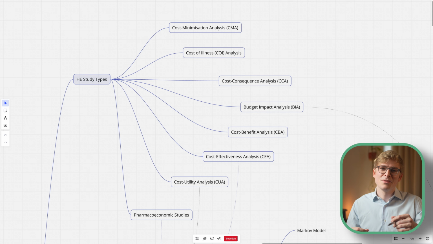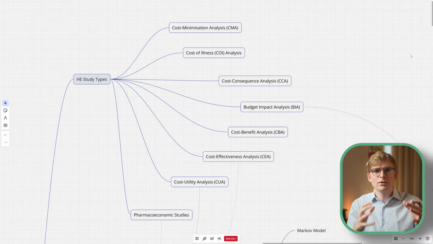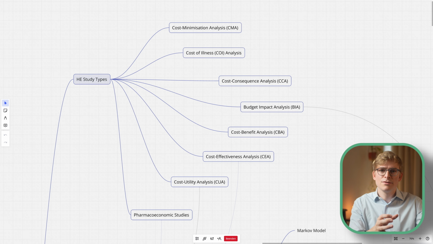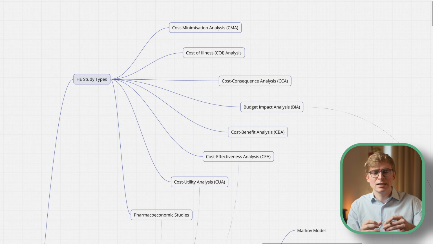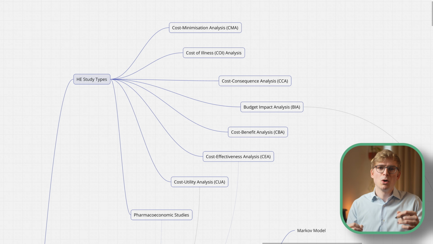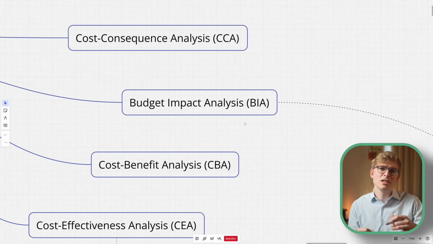A CCA, on the other hand, is a method of health economic evaluation in which all costs, both direct and indirect, and a catalogue of different consequences of all alternatives are computed and then listed separately without aggregating these results into one single metric. Most widely known among the health economic study types that assess costs are budget impact studies, which I'll cover in a bit more detail shortly.